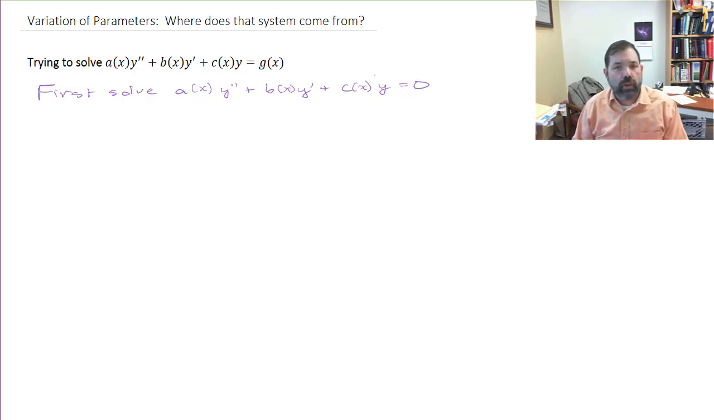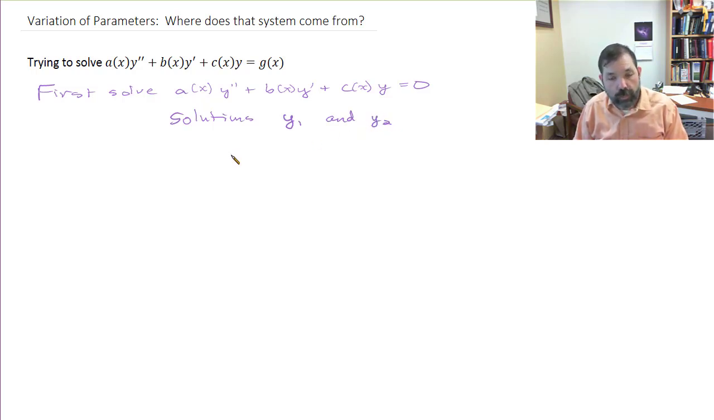Now, we have to solve that using whatever methods. If it's a constant coefficient equation, we have techniques for that. If it's a Cauchy-Euler equation, we have techniques for that. If it's something else, maybe we have to be a little bit more innovative. Let's just leave it at that. Or maybe we're provided some solutions. All right, so let's assume we can solve this. And we have solutions. And let's call them y1 and y2.